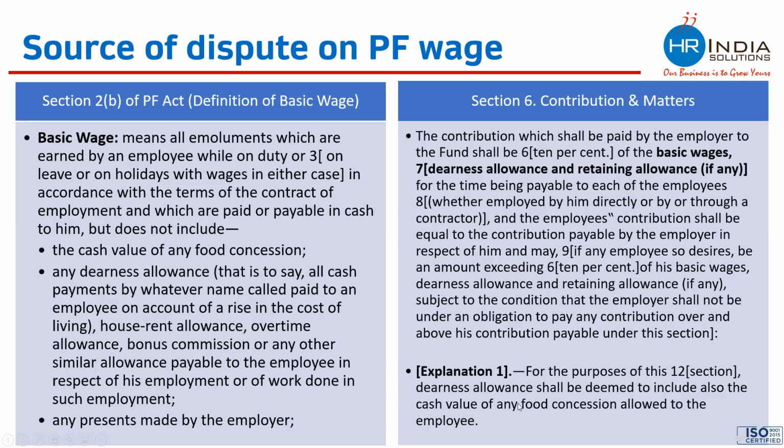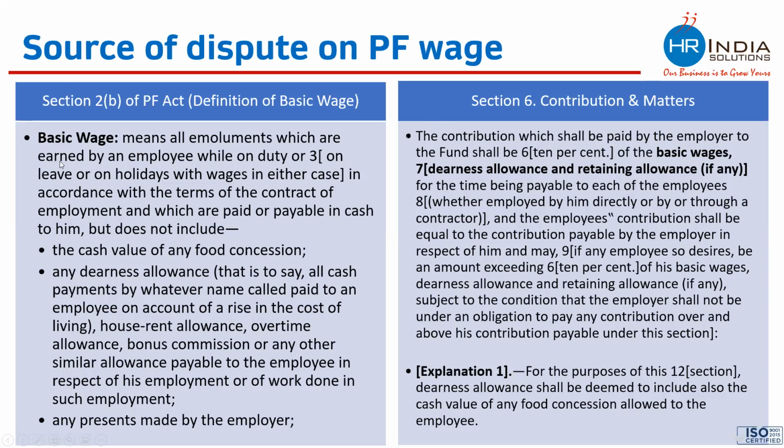And here, if you notice this pointer, explanation 1: for the purpose of this section, the earnest allowance shall be deemed to include also the cash value of any food concession allowed to the employee. It means this cash value, which was also not part of basic salary, is also included for the PF contribution, right? So don't go with this definition only. You need to refer to section 6 as well to understand this concept of PF contribution.